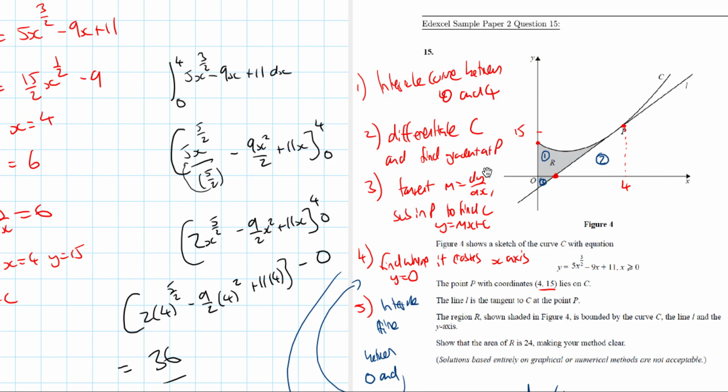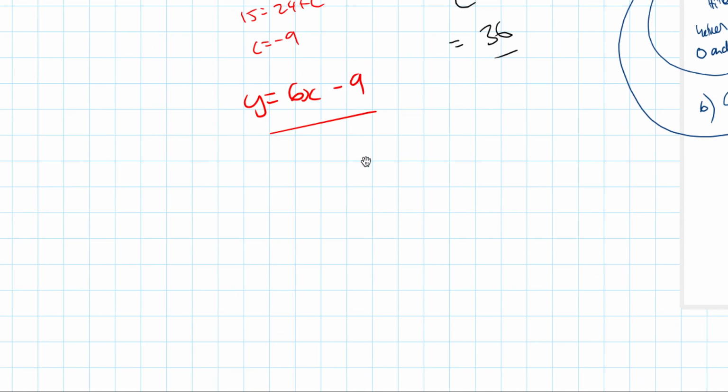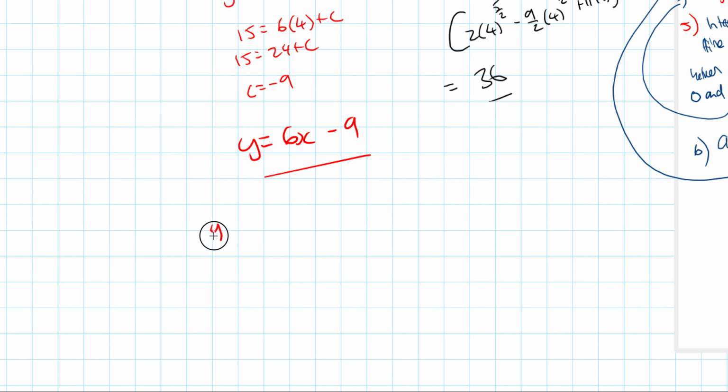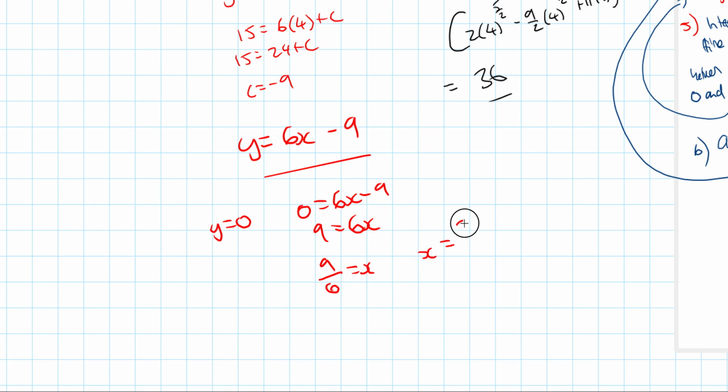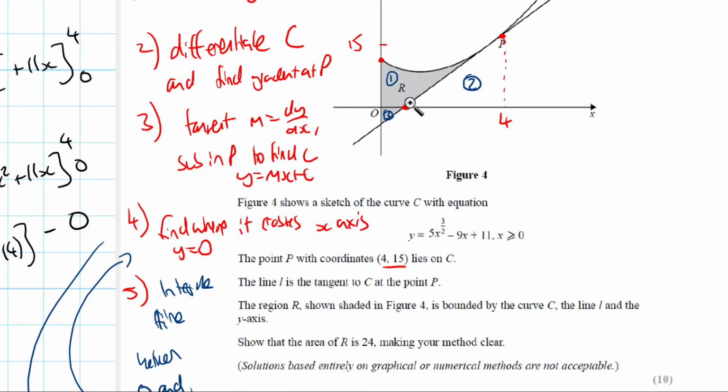So that tells us our number 3. Then number 4, we're going to find out where it crosses the x-axis. That's when we plug in y equals 0. So y is equal to 0, 0 is equal to 6x minus 9. Then we rearrange: 9 is equal to 6x, 9 over 6 is equal to x, so 9 over 6 is equal to 3 over 2. So we know that at this point here it's going to equal 3 over 2.